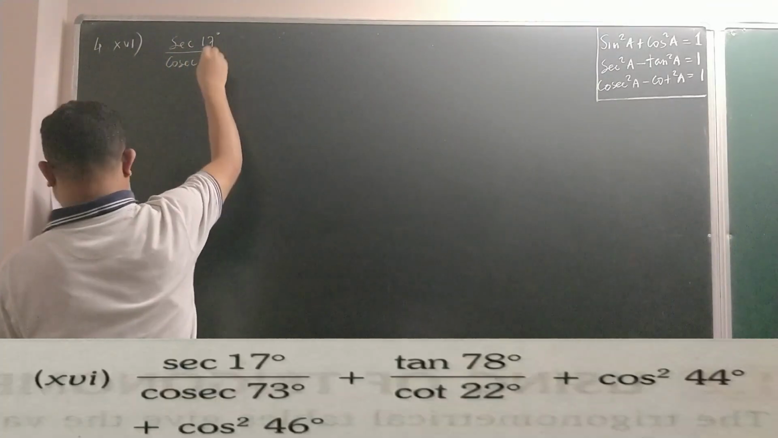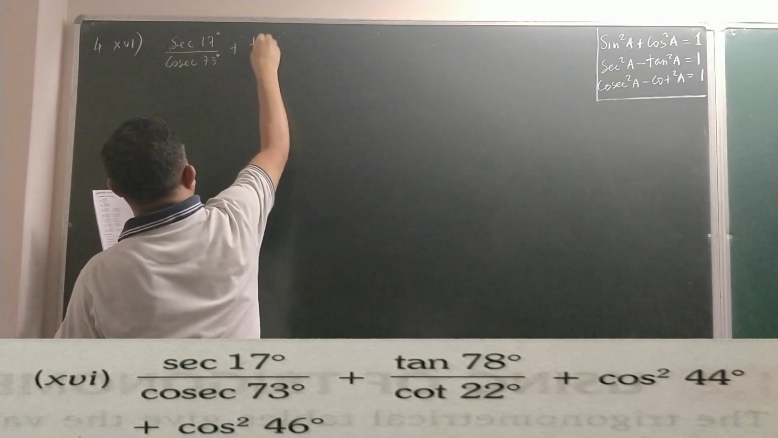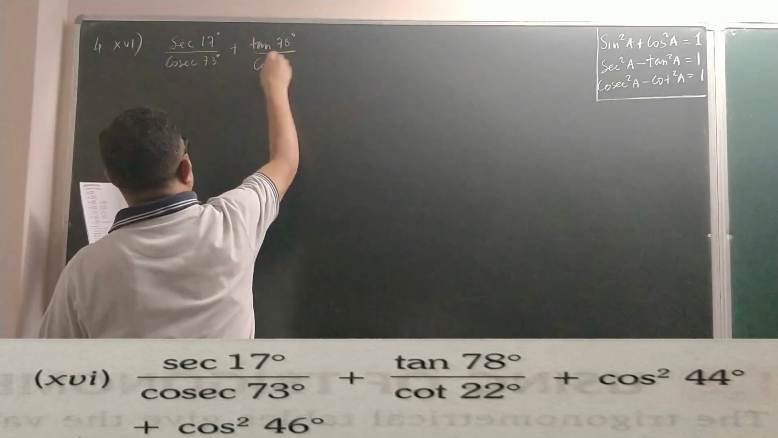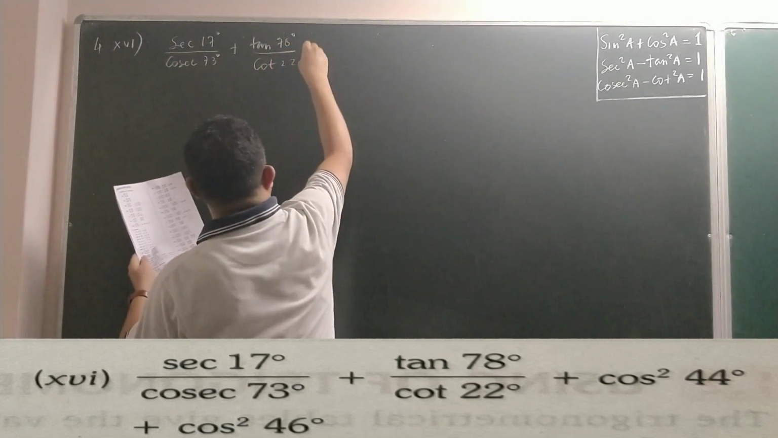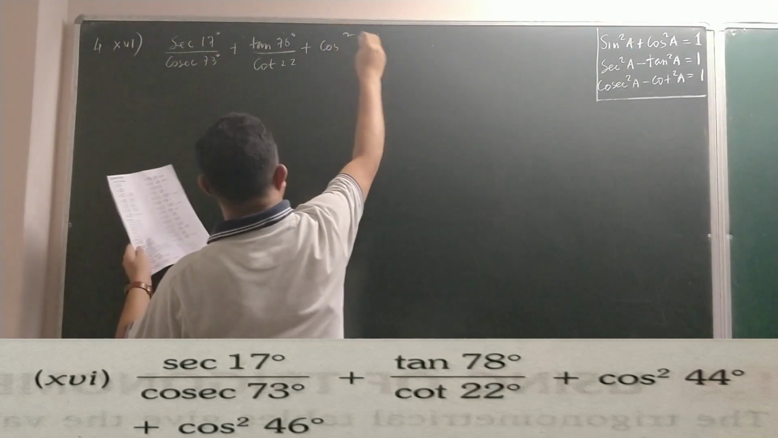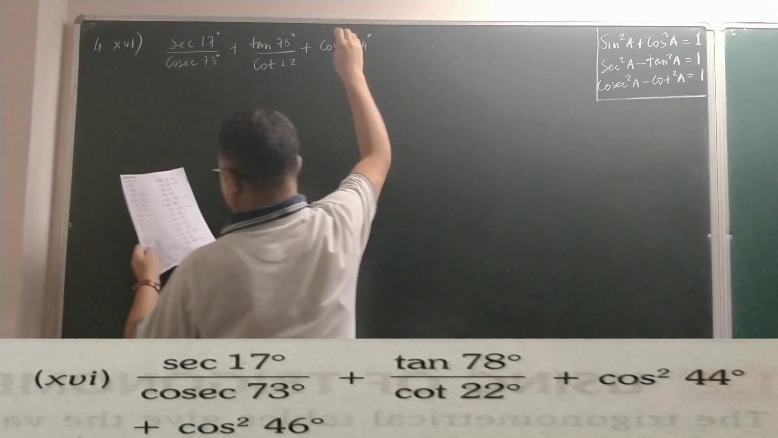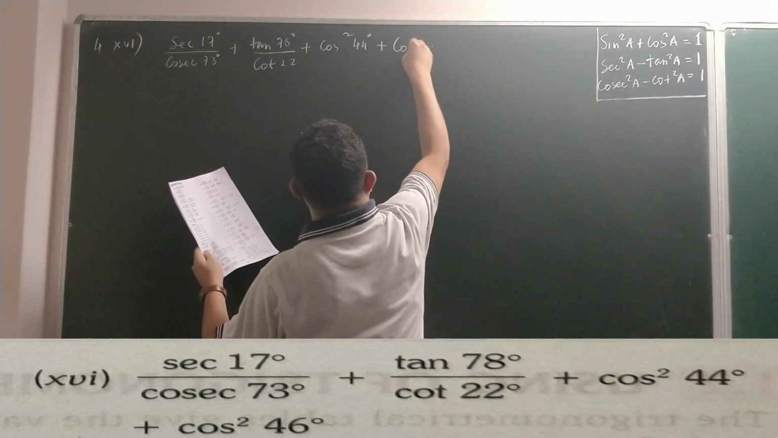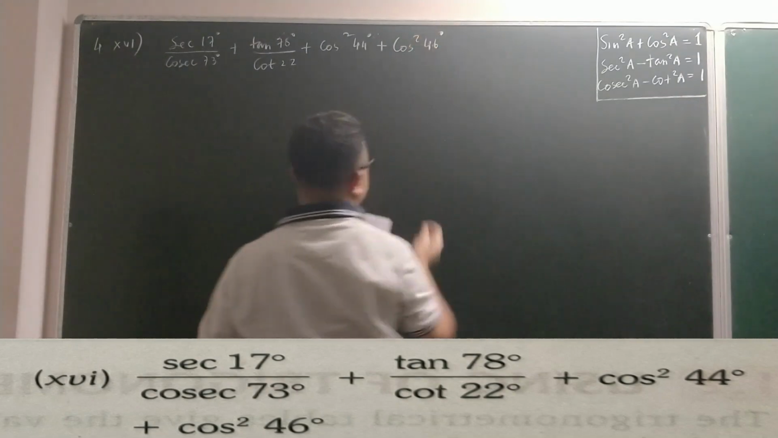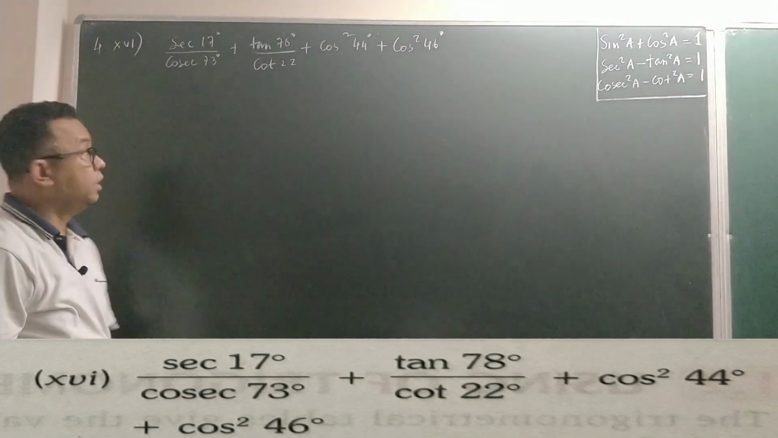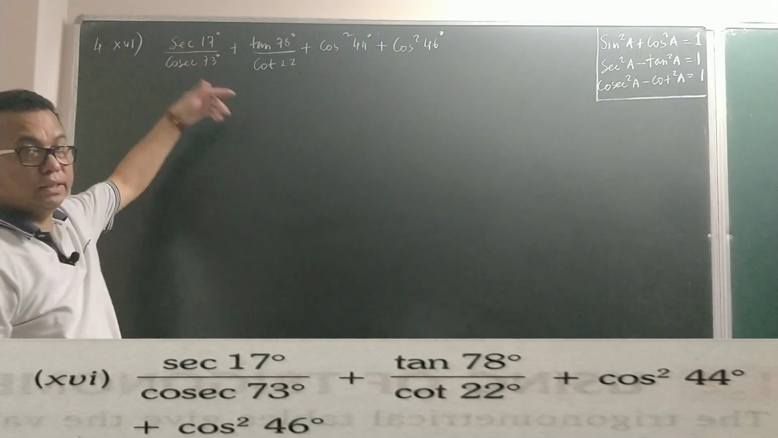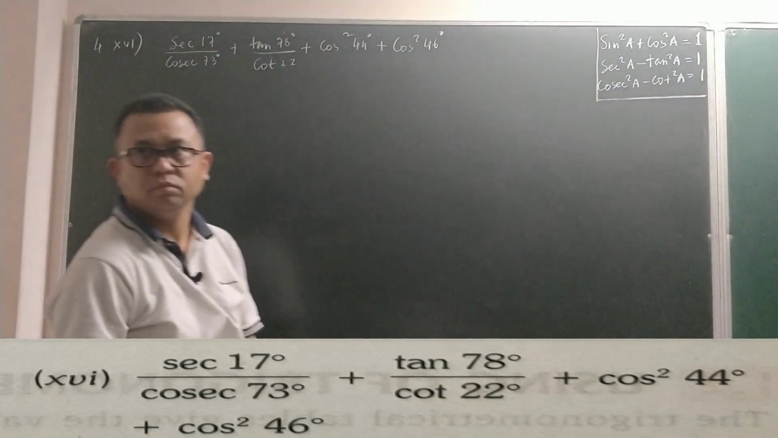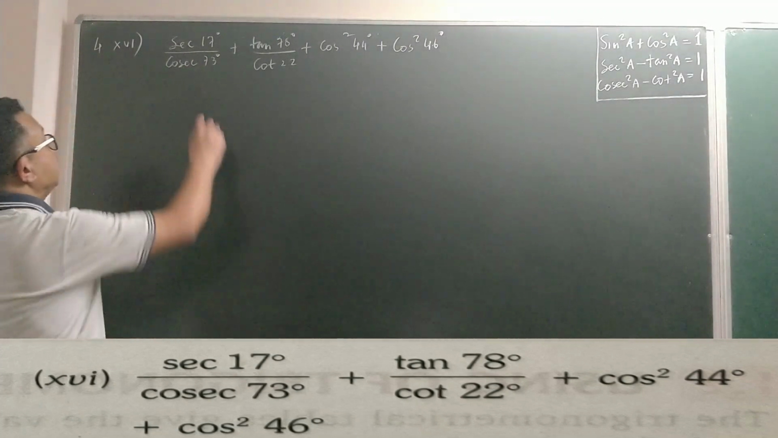Okay, so it says sec 17 degree over cosec 73 plus tan 78 over cot 22, and then plus cos square 44 degree plus cos square 46 degree. Okay, see, complementary: I'll change one of them, complementary, change one of them, complementary, change one of them. So maybe something will come out of it. So let me change the upper one.